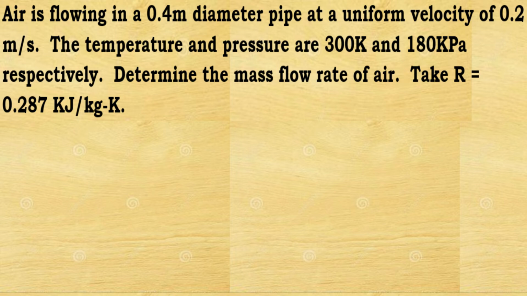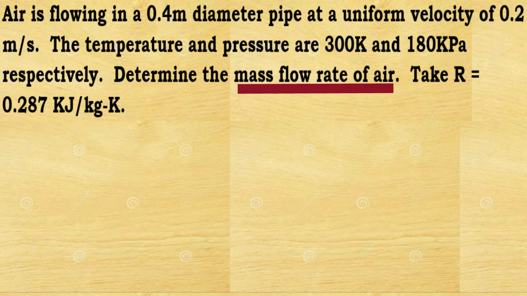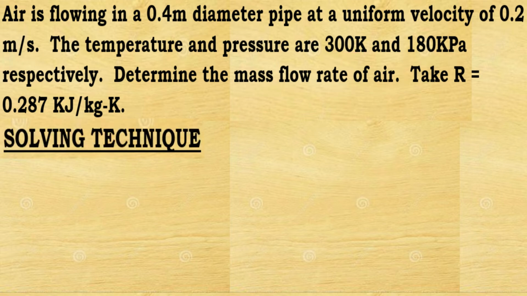First, the diameter of the pipe is 0.4 meter. Second, the velocity of the air is 0.2 meter per second. Third, the pressure of the air is 180 kilopascal. Fourth, the temperature of the air is 300 Kelvin. Fifth, the gas constant of the air is 0.287 kilojoule per kg Kelvin. So by using these 5 parameters, we are going to find the value of mass flow rate of air. Now we will move to the solving technique.